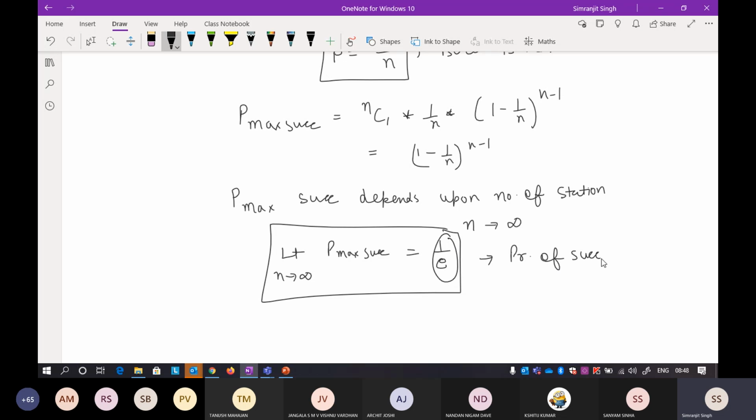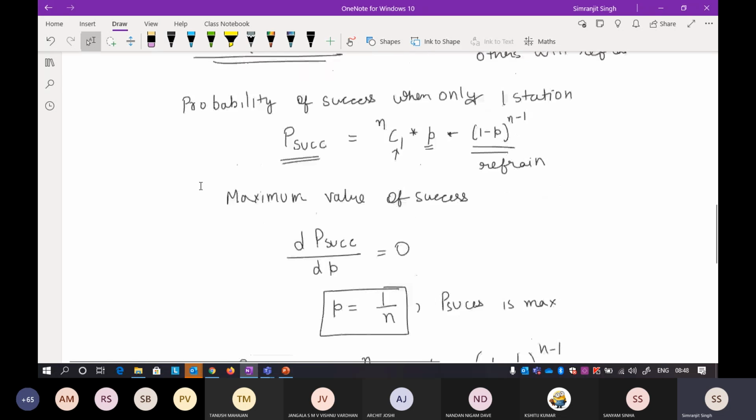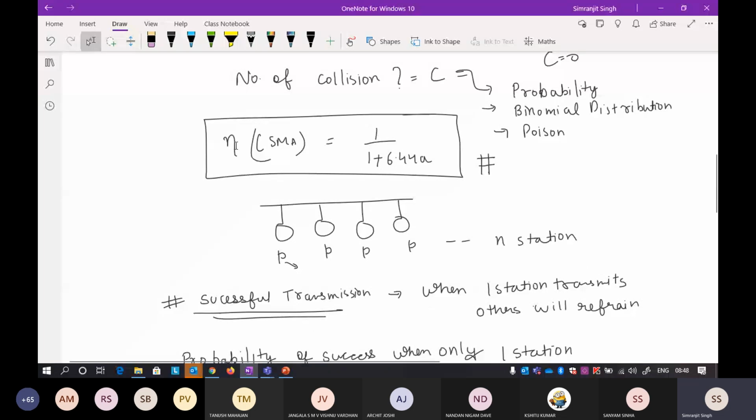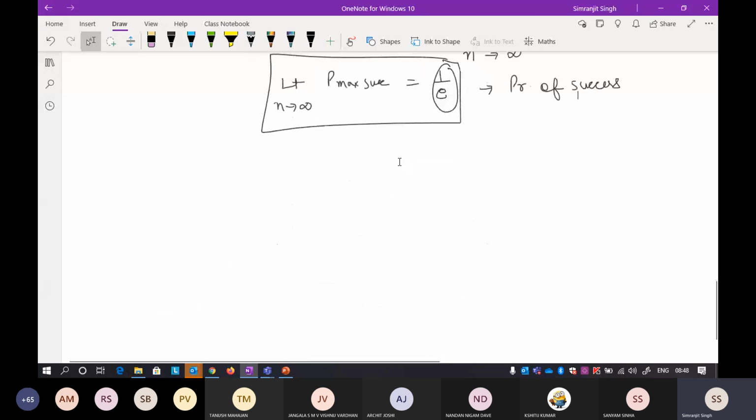I know that this is getting very mathematical, so don't worry about it. You just have to remember this particular formula, that efficiency in CSMA/CD is 1 over 6.44a after solving it for c.